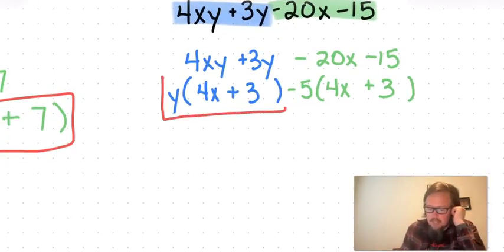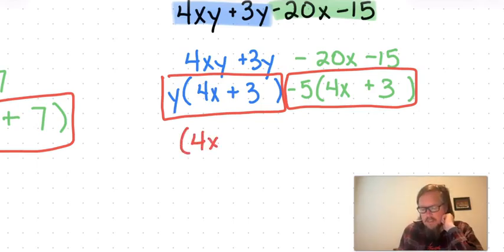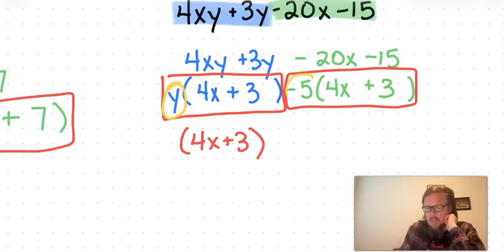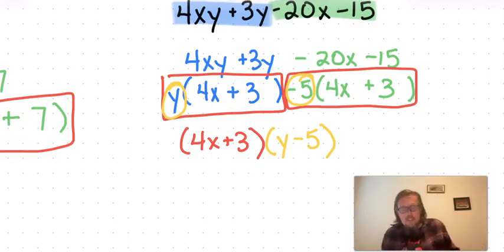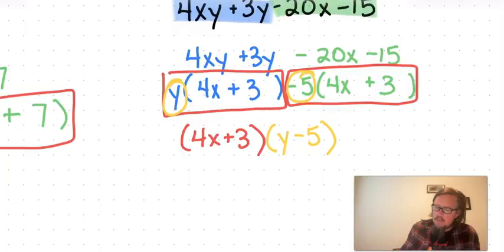And now you can see when we look at these two terms that we've come up with, they've got a set of parentheses in common. Look at that. They both have 4x plus 3. So that's going to be our first set of parentheses. And then if we remove the 4x plus 3 from each, what is left over? A y minus 5. And that will be our second set, y minus 5. And there's our solution.